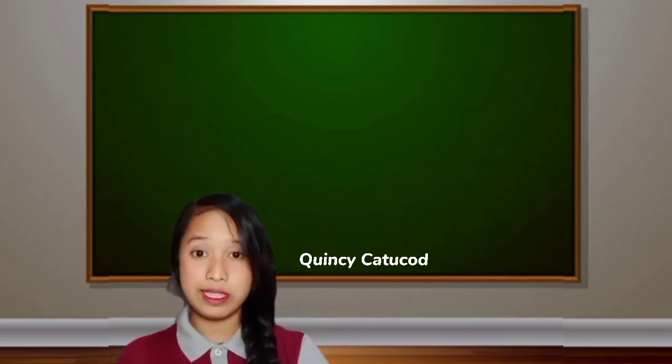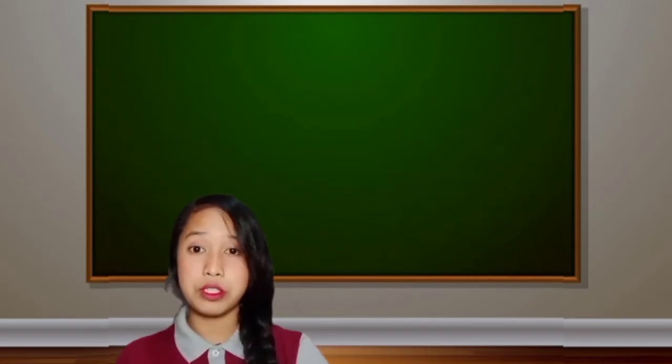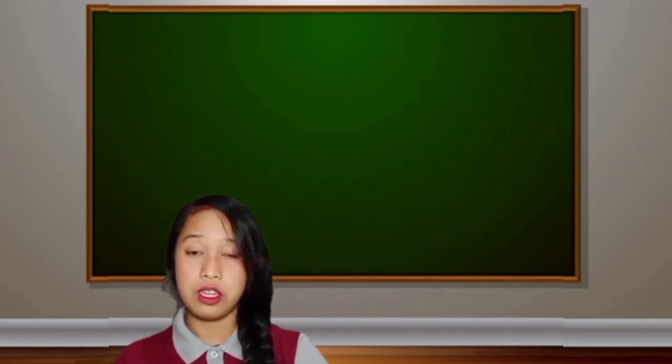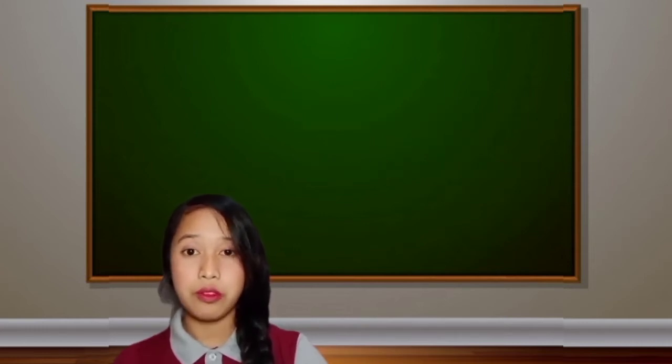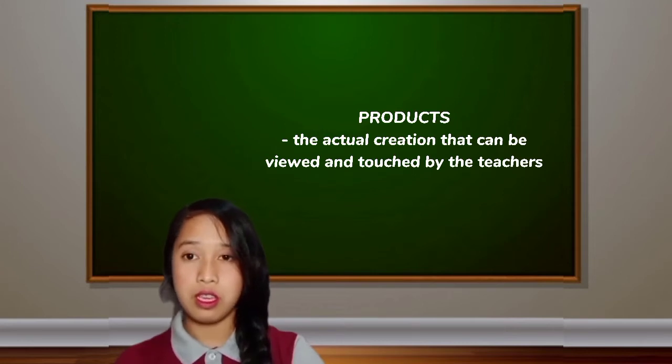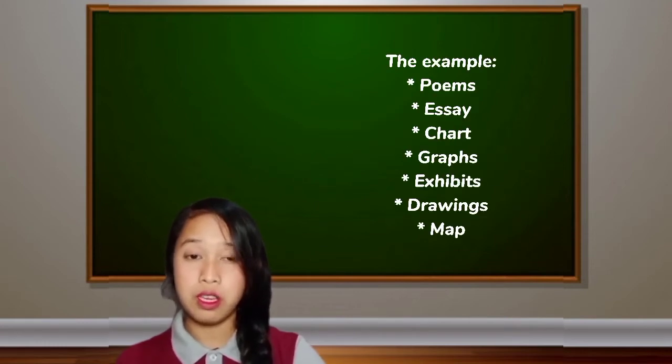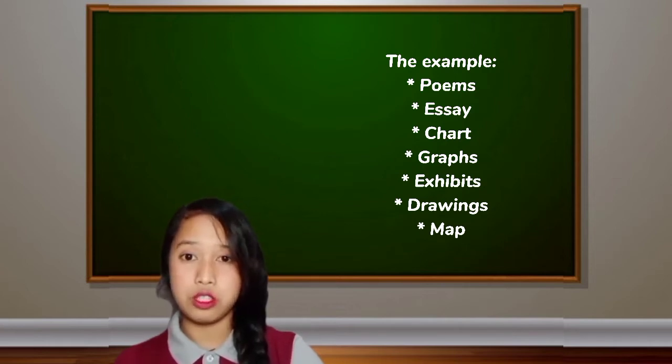Guys, this is Quincy A. Catucod, a BS Ed major of Values Education, second year. And here are the four types of accomplishments of the learnings using the performance-based assessment. The first one is the products, the actual creation of the students that can be viewed and touched by the teachers. Examples of these are poems, essays, charts, graphs, exhibits, drawings, maps, and so on.